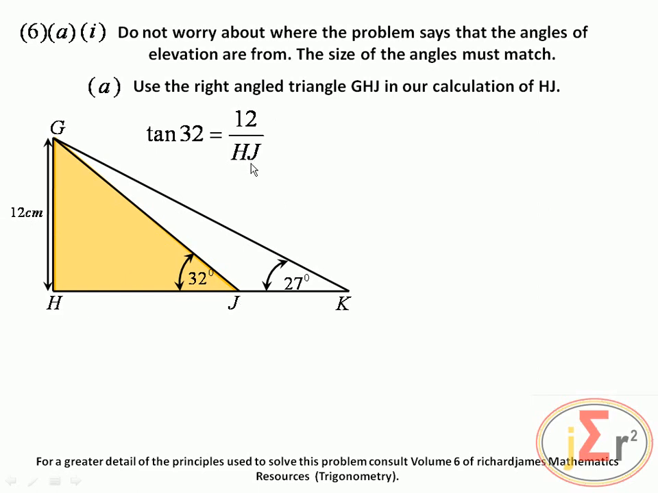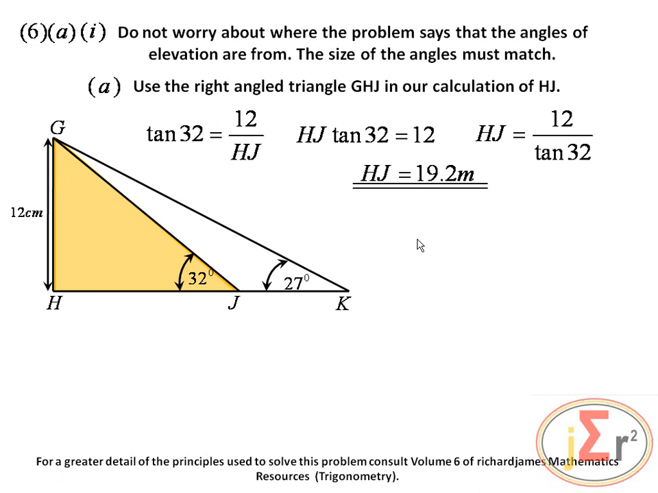So it's 12 divided by HJ. By transposition, if we are dividing by HJ on this side, we will multiply by HJ on that side. So HJ tan 32 is equal to 12. But do not forget, we are finding HJ. HJ will be found by dividing 12 by tan 32. As a matter of fact, the relationship between HJ and tan 32 is multiplication. Therefore, we will divide by tan 32 on the right hand side. So HJ is equal to 12 divided by tan 32, and that is 19.2 meters.